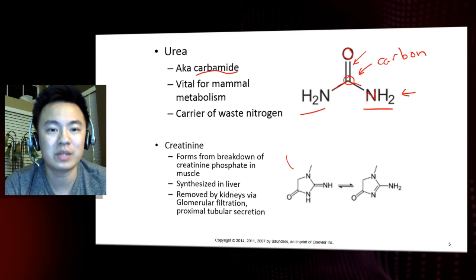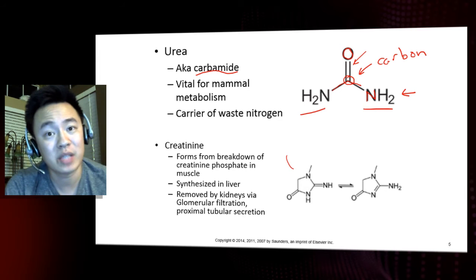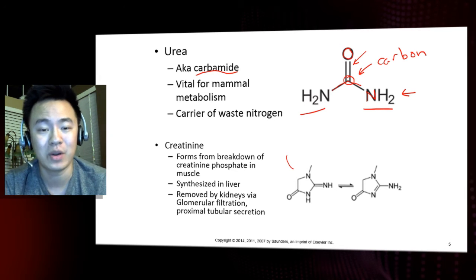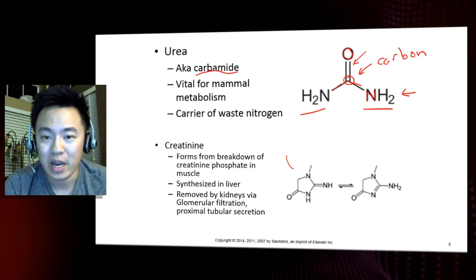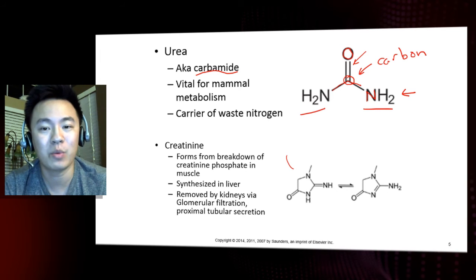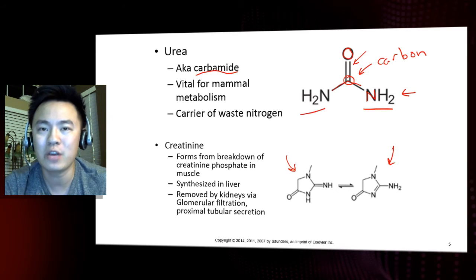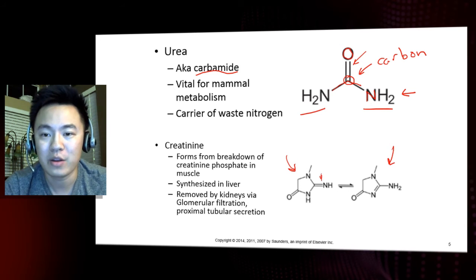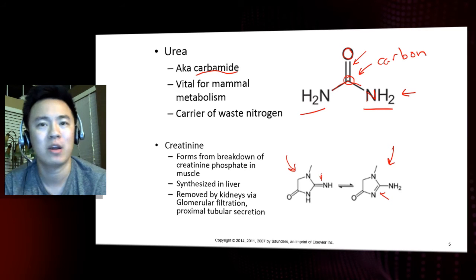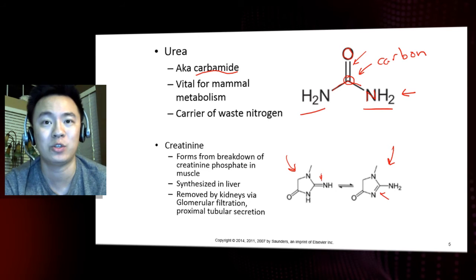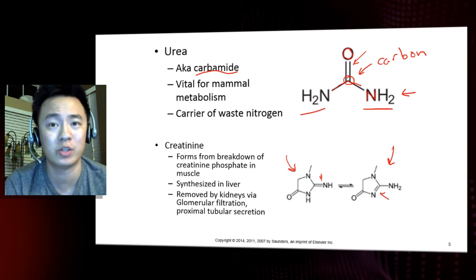Another nitrogenous waste here is creatinine, and this forms from the breakdown of creatine phosphate in the muscles. Now, this type of nitrogenous waste is synthesized in the liver and removed by your kidneys via glomerular filtration and proximal tubular secretion. As you can see on the right hand side, we have here yet another molecular structure of creatinine, and what you see here are 2 different forms that you'll find existing out there, and these are known as resonance structures because the double bond here kind of flip-flops between different atoms. But again, I don't want to get into too much detail about that. More details about resonance structures in an organic chemistry class, but this is medical terminology, so we're just going to leave it at that.